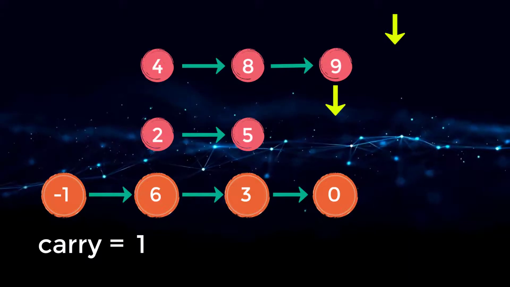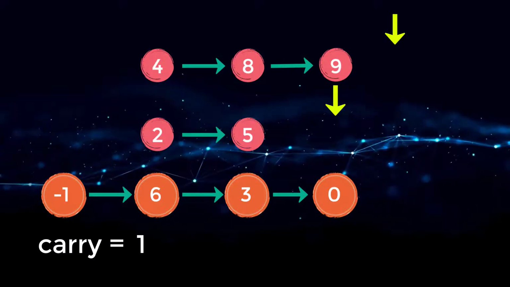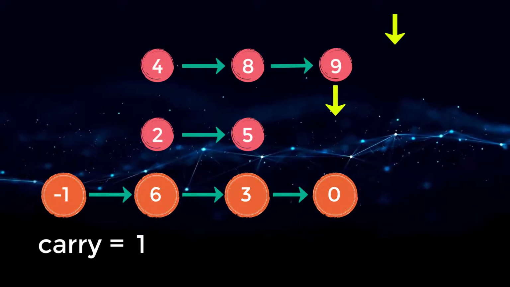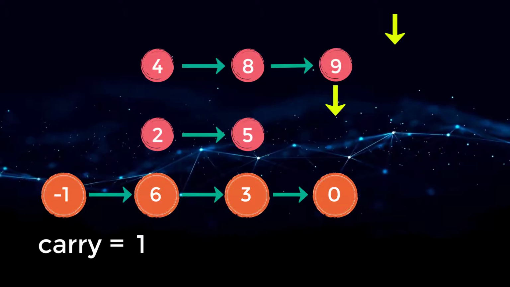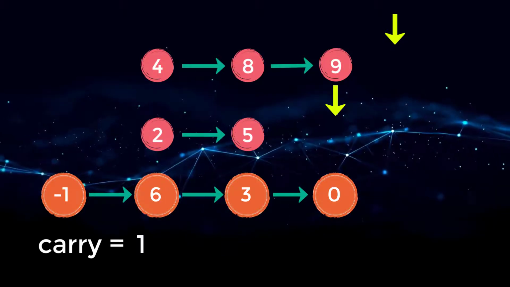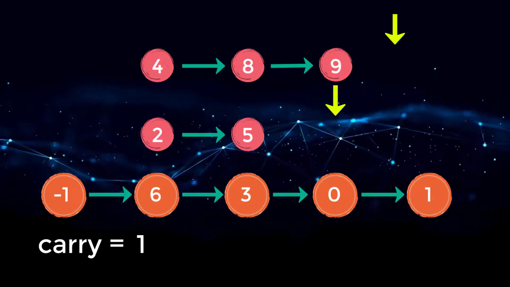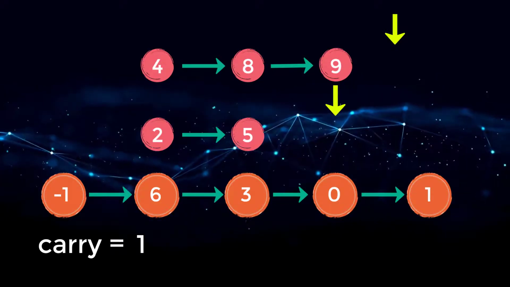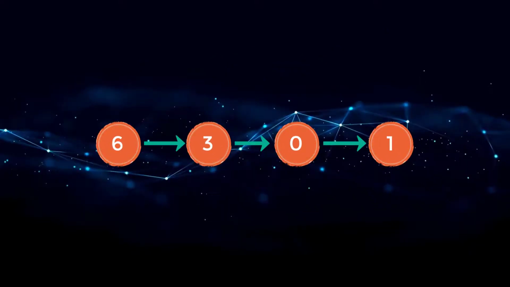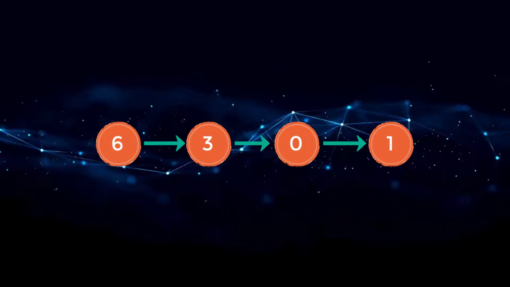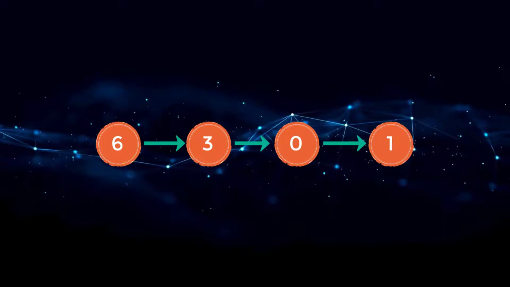But there is still one more edge case that we have to consider. We still have a carry with a value of 1, which means we have to create one more node with a value of 1 and append it to our list. If our carry was 0 by the end of iteration, we would not need to do this step. And by the end, we are left with the following output: 6 pointing to 3, pointing to 0, pointing to 1.